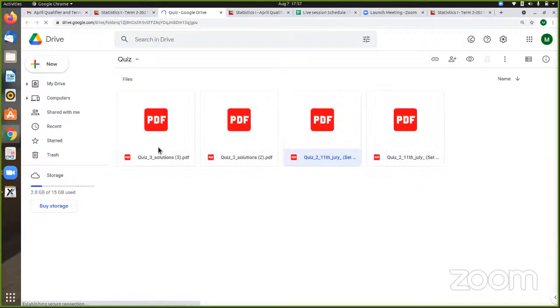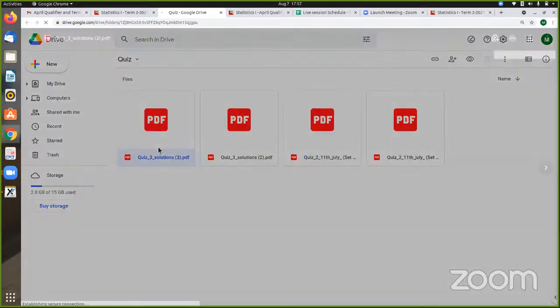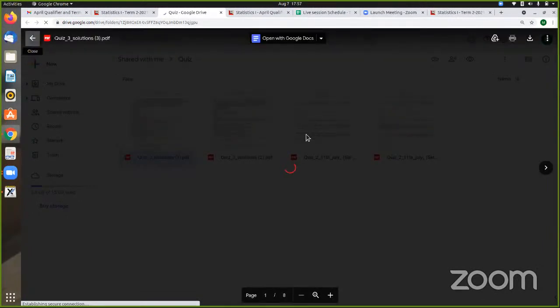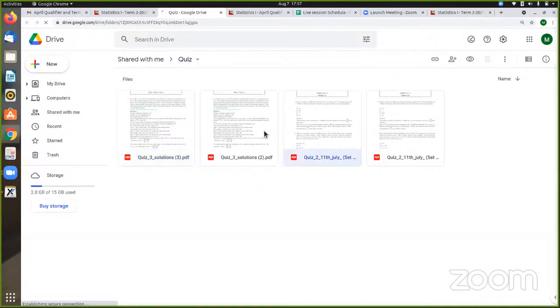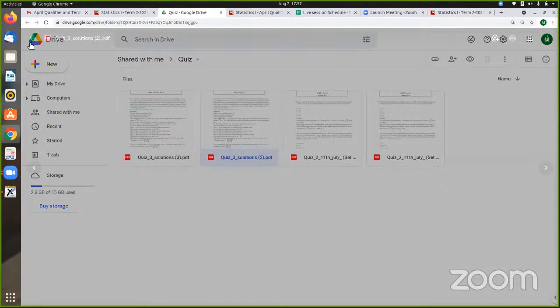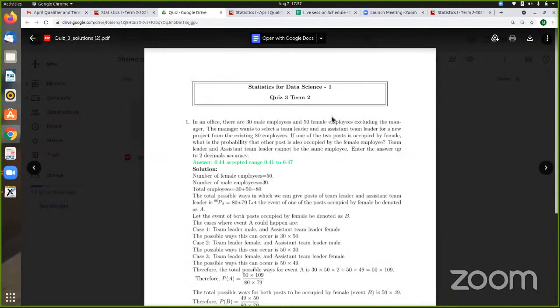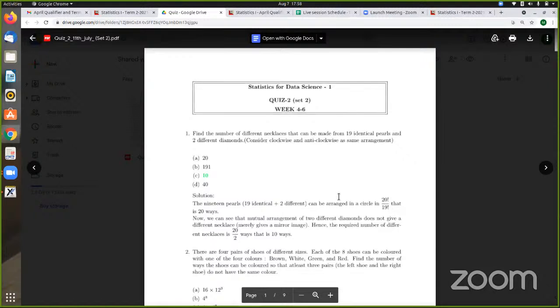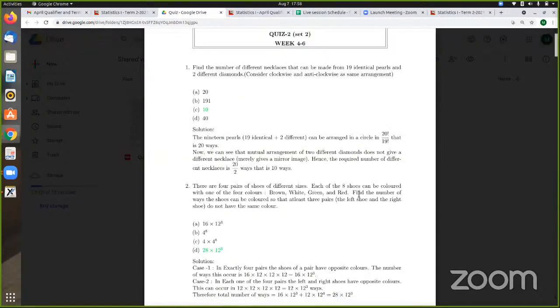Okay, let's see. Both of these are okay, right? This paper, quiz 2. Okay. Tell me which question. Yes, sir, the second question. This one. Okay. There are four pairs of shoes of different sizes. Each of the eight shoes can be colored with one of the four colors. This one, right? Yeah.